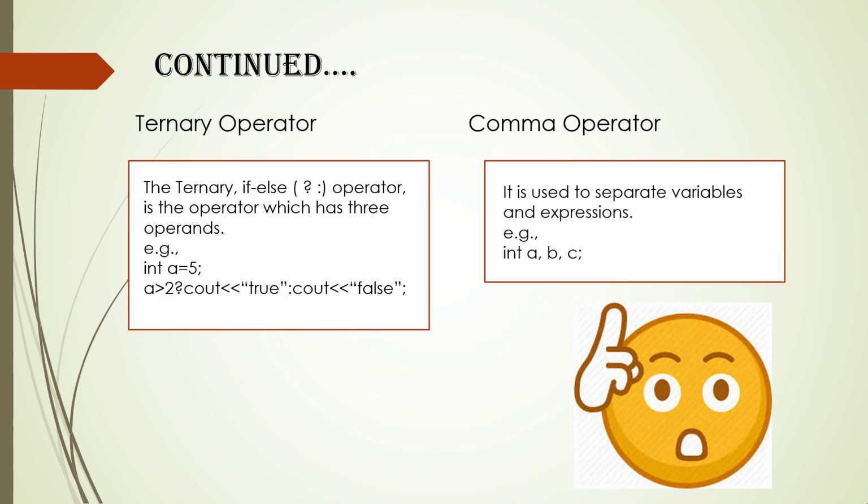The two operators with which we are left are the ternary operator and the comma operator. So what is the ternary operator? The ternary if else.